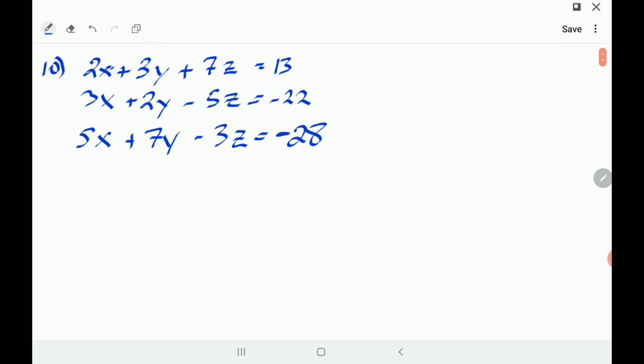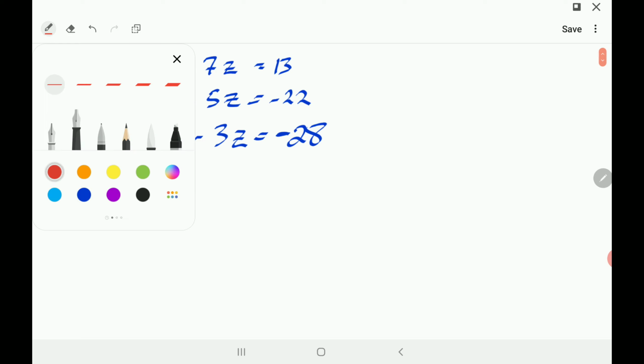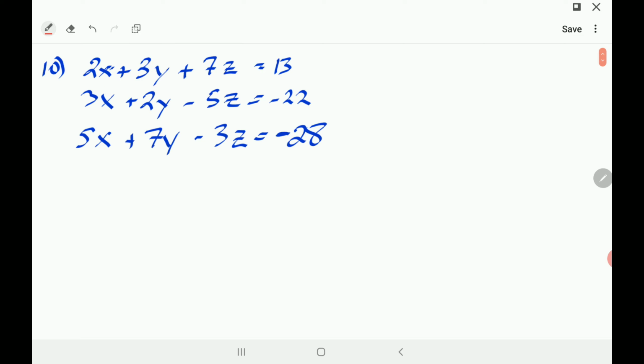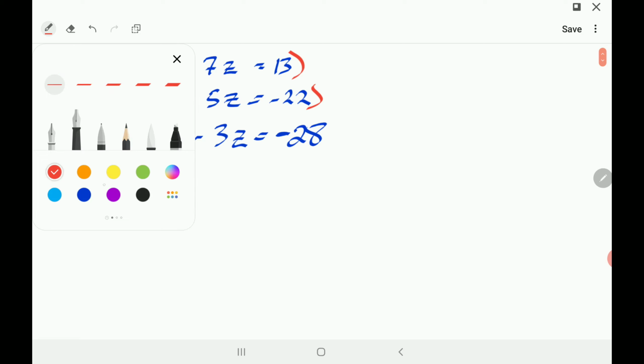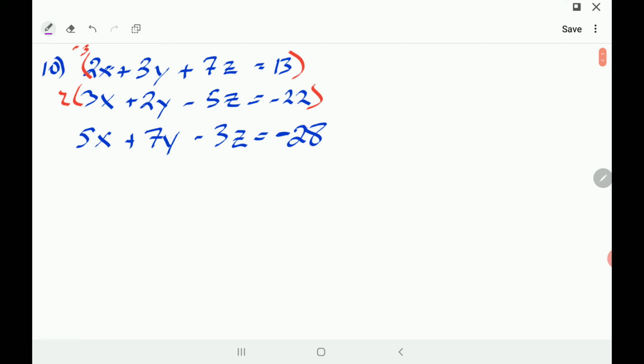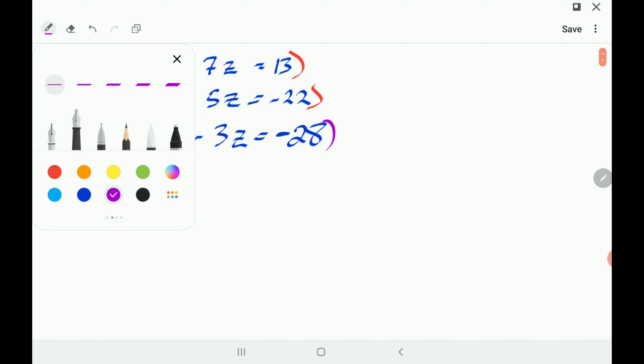Now to do that, I'm going to multiply this by negative 3. So let's do this in red so I know what I'm going to do. I'm going to multiply this row by negative 3 and this row by 2. That way they are going to cancel out. Now in the last row, I'm going to multiply this by 2, but I'm going to multiply this one by negative 5. So in red, you're going to multiply by 3, and in purple, I'm going to multiply by negative 5. So let's do this.